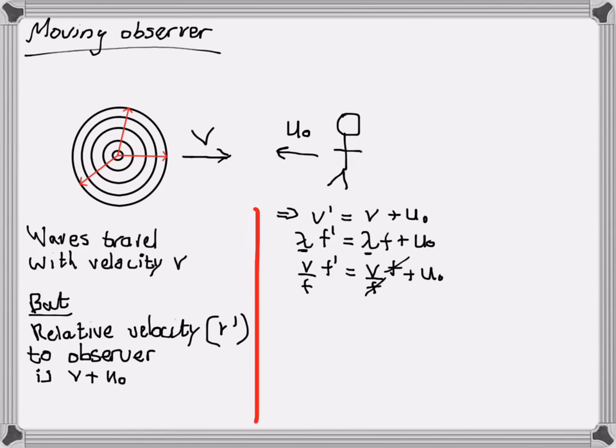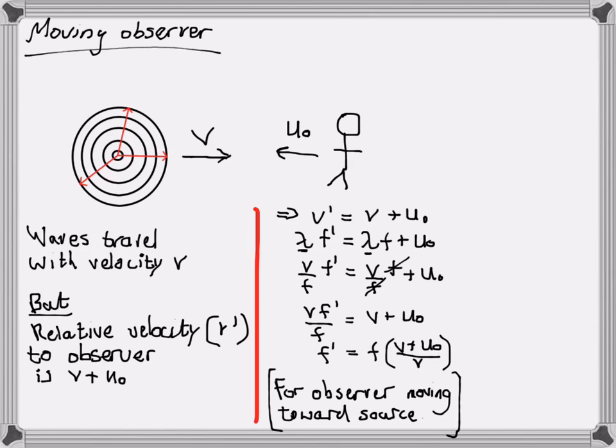The f's cancel in this case, and I'm left with v times f prime all over f is equal to v plus uo. And if I rearrange that to get f prime by itself, I get that f prime is equal to f times v plus uo all over v. And that's for an observer moving toward a source.